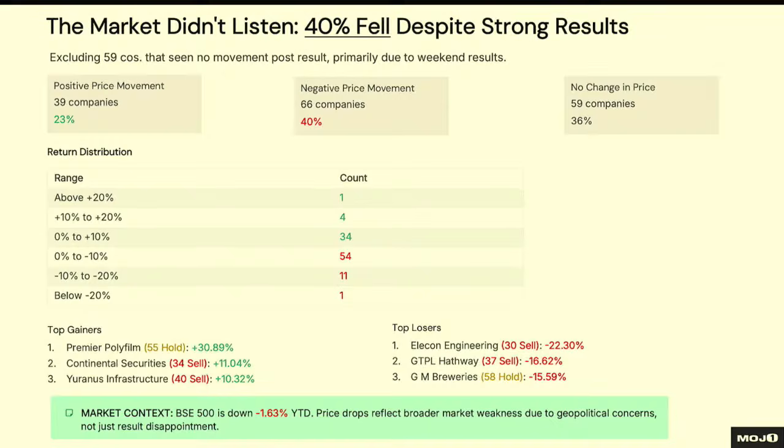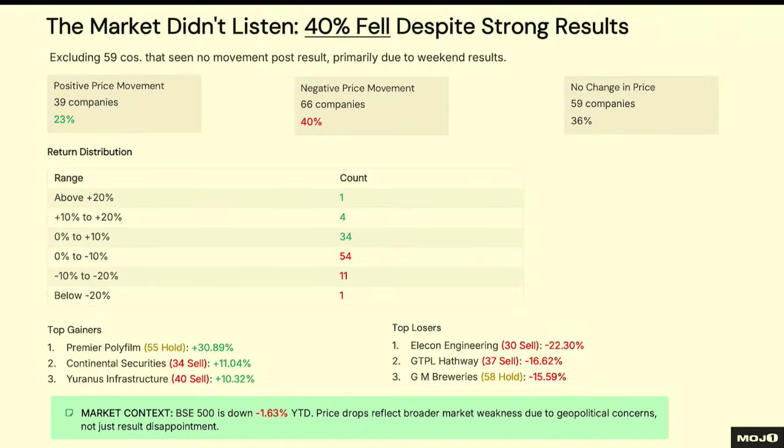If you look at the price movement of these 164 companies, only 23% had a positive price movement after they declared results. 40% had negative price movement and almost 36% were flattish, with no price movement. One company went above 20%. In the 10 to 20% jump after results, there were 4 companies. 0 to 10%, there were 34 companies. 0 to negative 10%, there were 54 companies. And in the large negative of negative 10 to 20%, there were 11 companies. Below negative 20%, there was 1 company.